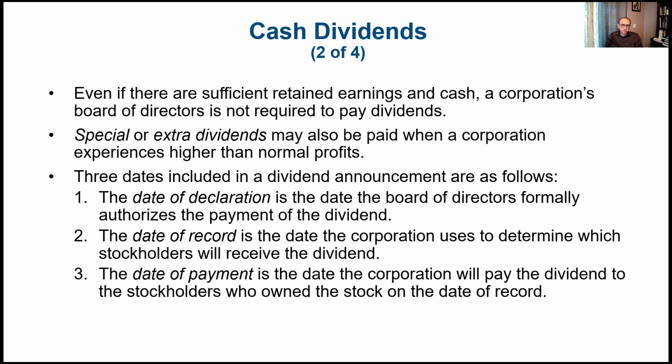Three dates should be remembered. These dates include the date of declaration, the date of record, and the date of payment. So what is the date of declaration? The date of declaration is the date the board of directors formally authorizes the payment of the dividends. And that's very important because that's the date where we decide we're going to pay the dividends.